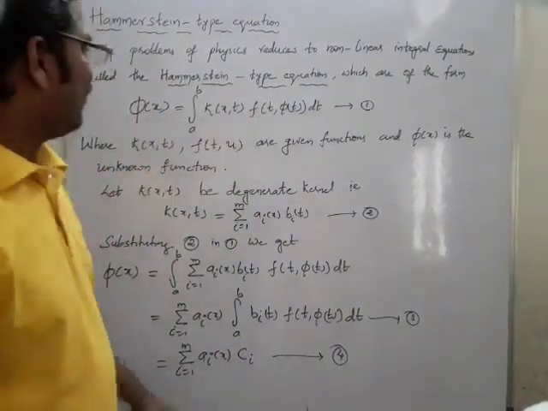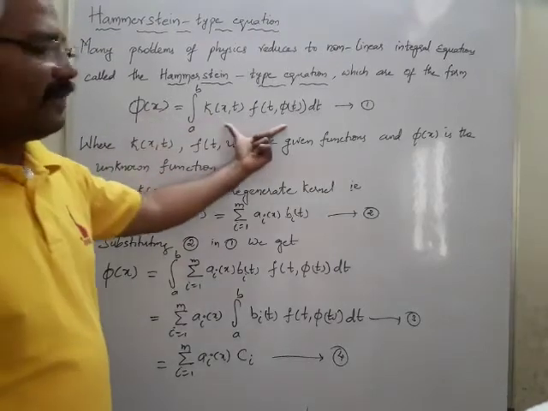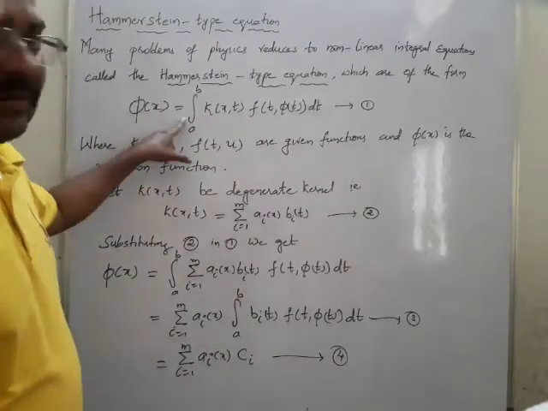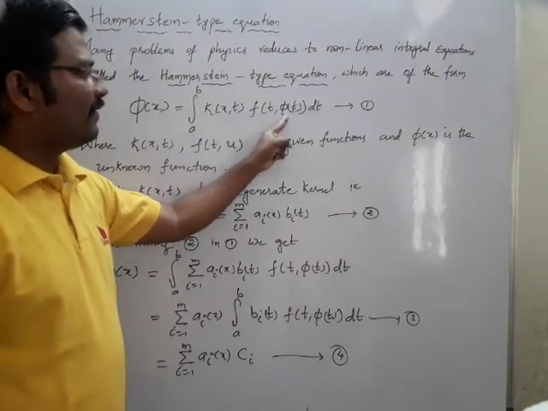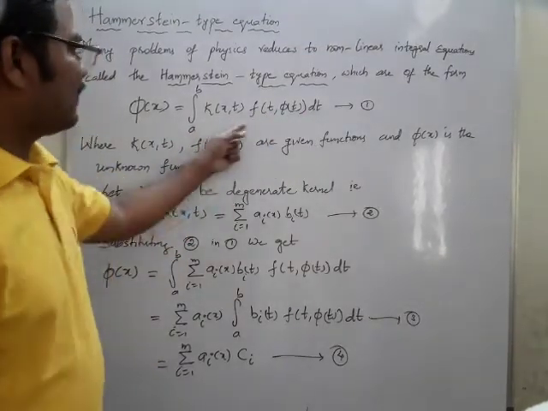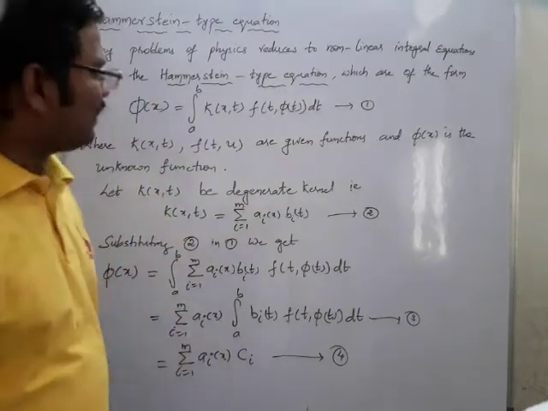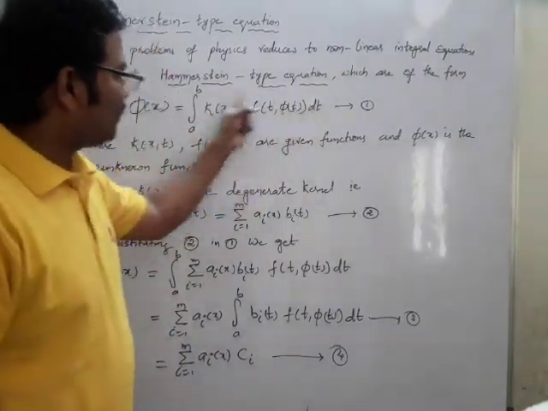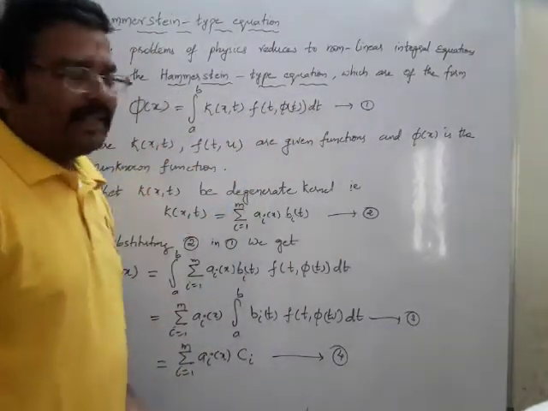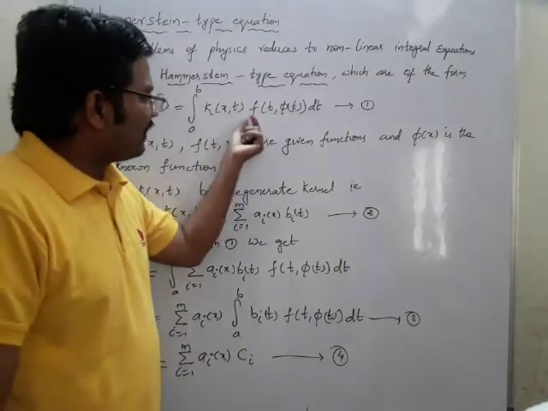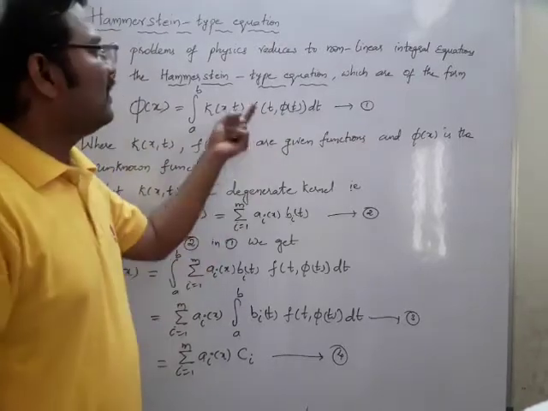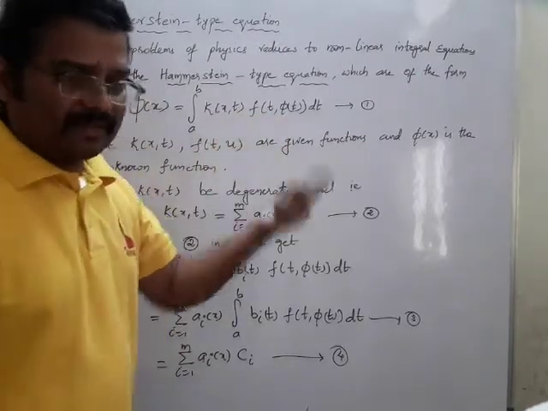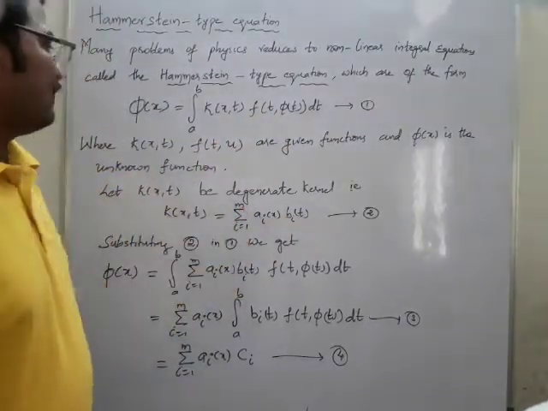Hammerstein equation will be in the form of: phi of x equal to integral a to b k of x comma t f of t comma phi of t dt. Let us take this as equation 1. You have to remember that the equation will be of this form. The kernel will be there, and there will be some function having t and phi of t, meaning you may have t, phi of t square, phi of t cube, and so on.